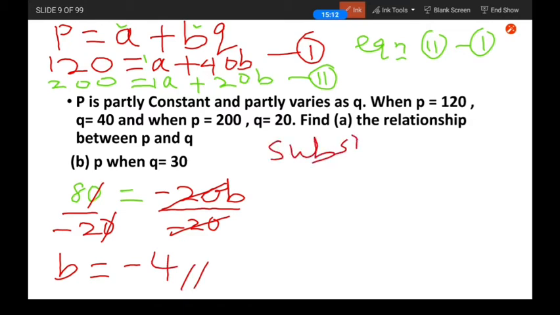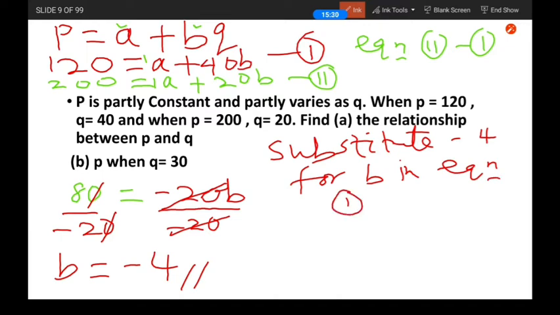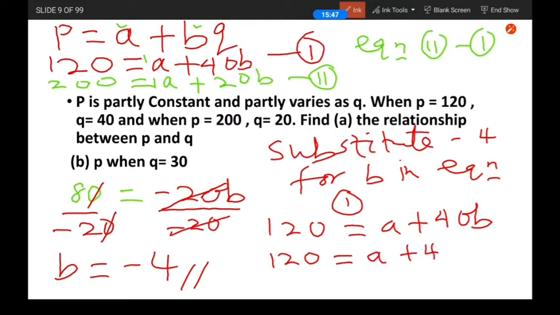Now, substitute. This is simultaneous equation we are doing here. Substitute minus 4 for what? For B in equation any one of your choice. Let's use equation 1. And equation 1 is 120 equals A plus 40B, right? So what do we do? Anywhere you see B, you put minus 4. So we have 120 equals A plus 40 into minus 4, right?